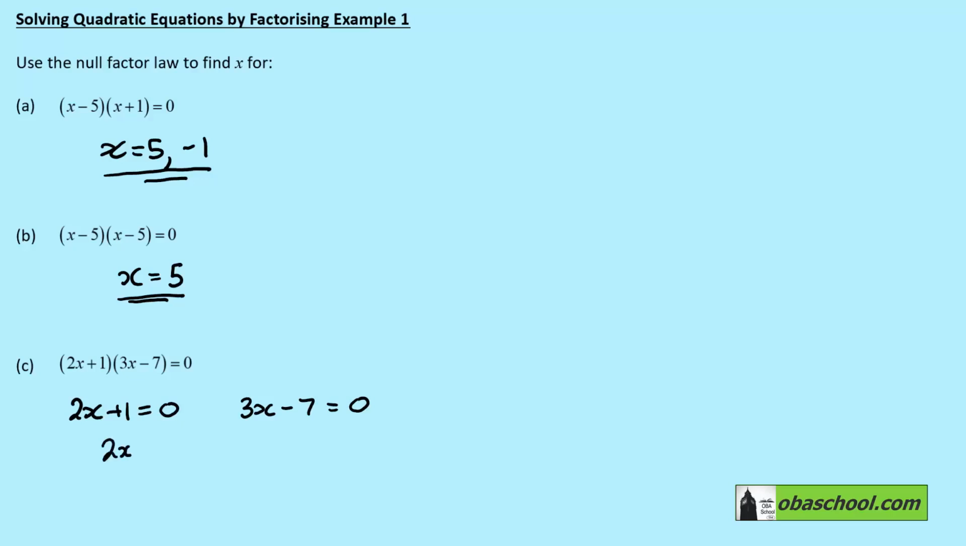Solving this equation, we get 2x = -1. Divide both sides by 2, x is negative a half. Here, add 7 to both sides, 3x is 7, and divide by 3, so x would be 7/3.